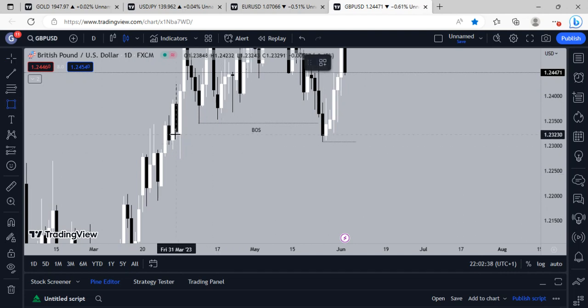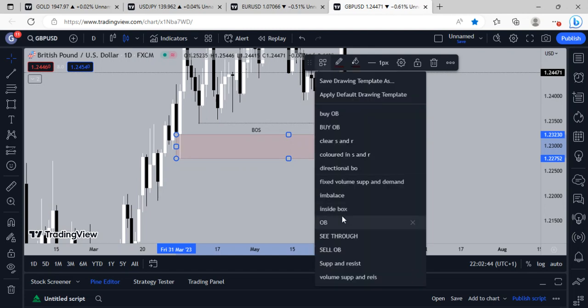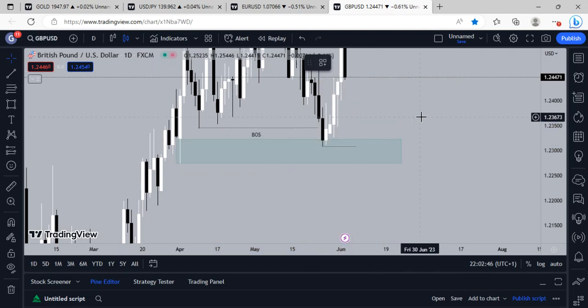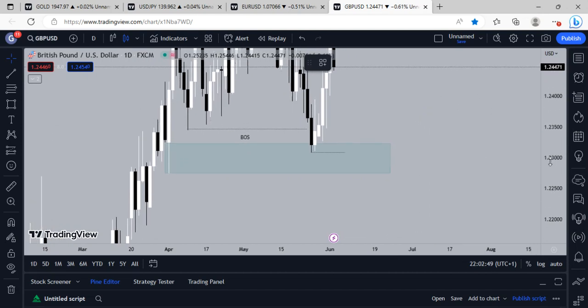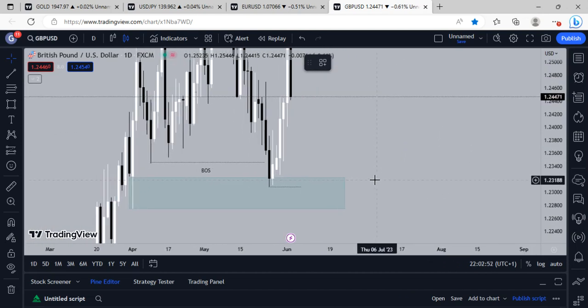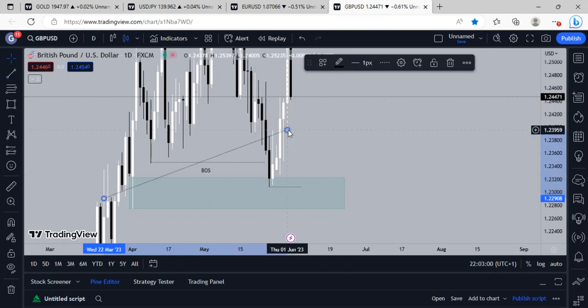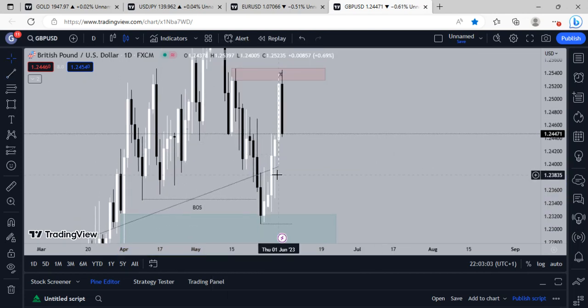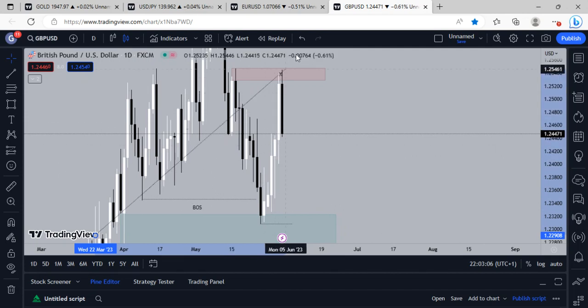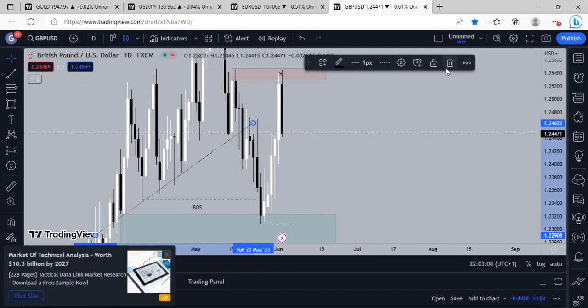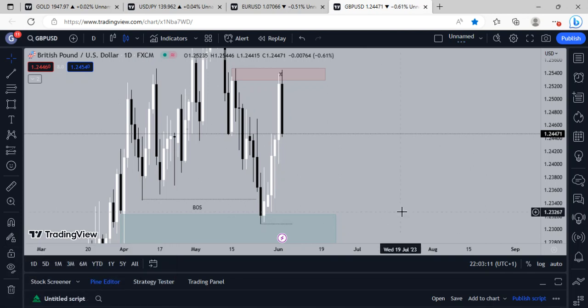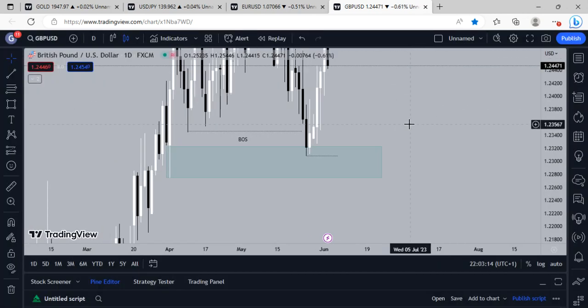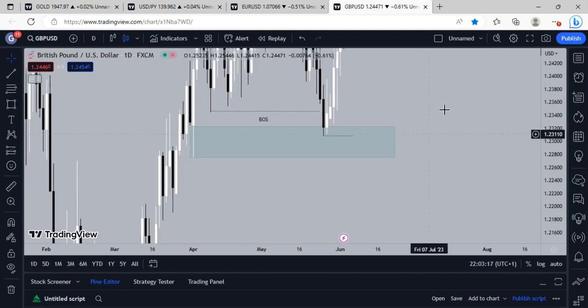This is also a level to be aware of, all right. That is a level to be aware of as well. So price came into this POI, okay, into this inducement, okay. It tapped into it. After tapping into it, price then pushed to the upside to take out this inducement, and now we're looking for a sell. So that is what I see on the daily chart for GBPUSD.